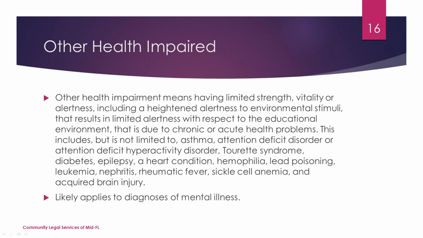Other health impaired. Other health impaired is kind of an interesting category. The statute says that it means having limited strength, vitality, or alertness, including a heightened alertness to environmental stimuli that results in limited alertness with respect to the educational environment that is due to a chronic or acute health problem. It includes, but is not limited to, asthma, attention deficit disorder, or ADHD, Tourette syndrome, diabetes, epilepsy, heart condition, hemophilia, lead poisoning, leukemia, nephritis, rheumatic fever, sickle cell anemia, and acquired brain injury. This also applies to diagnoses of mental illness.